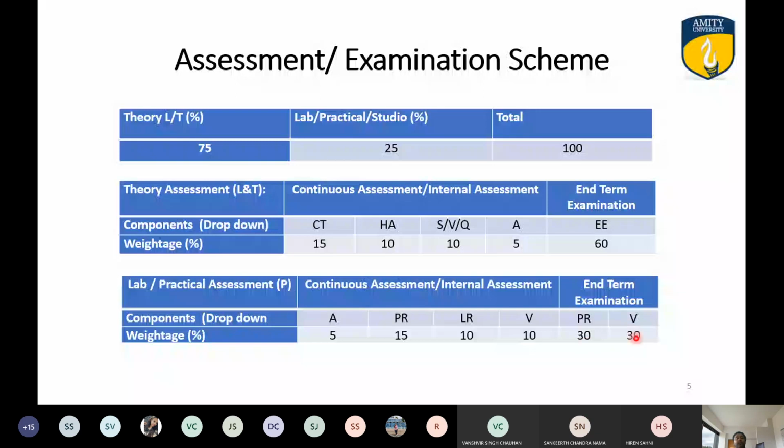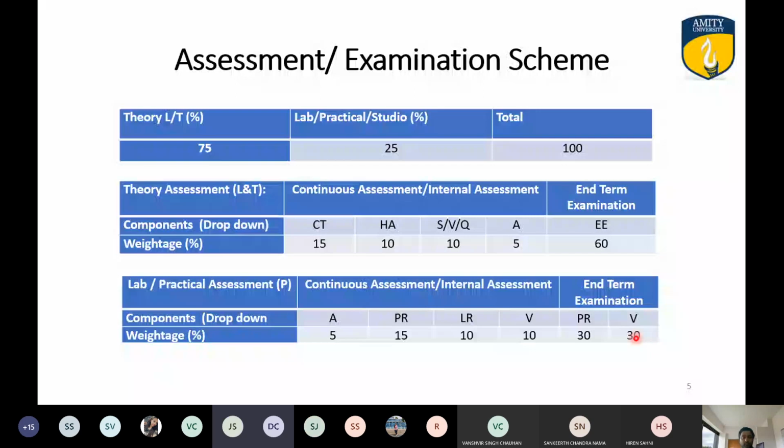So I think the assessment scheme, how you have to make the practical file, and the list of experiments, is everything clear to you? Students, is everything clear till now? Yes, sir.